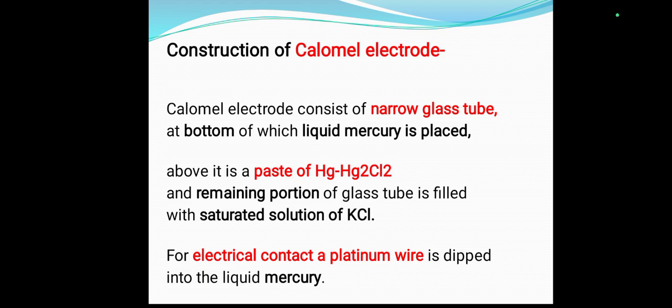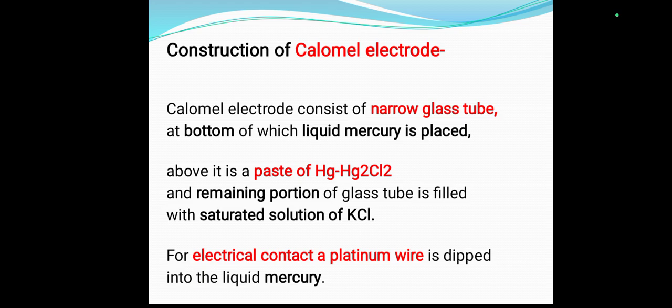Calomel electrode is a long, narrow glass tube. At the bottom, liquid mercury is there. Above the liquid mercury, there is a paste of mercury plus mercurous chloride, that is Hg and Hg2Cl2, and the remaining portion of the glass tube is filled with saturated KCl solution. And for electrical contact, one wire is immersed in the liquid mercury, and that wire is a platinum wire for connecting to the external circuit.